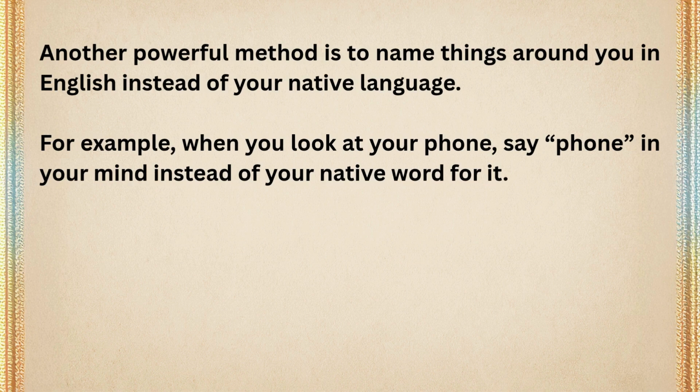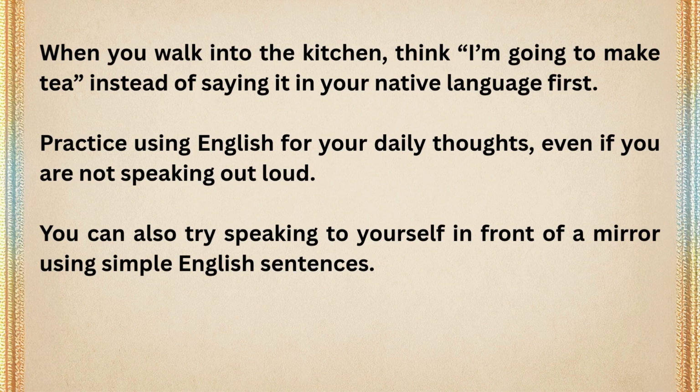Another powerful method is to name things around you in English instead of your native language. For example, when you look at your phone, say phone in your mind instead of your native word for it. When you walk into the kitchen, think, I'm going to make tea, instead of saying it in your native language first. Practice using English for your daily thoughts, even if you are not speaking out loud.